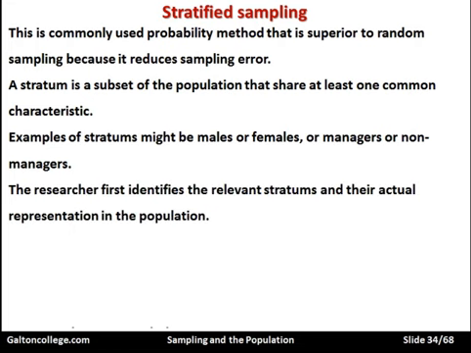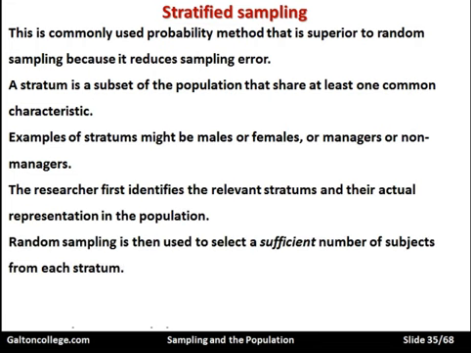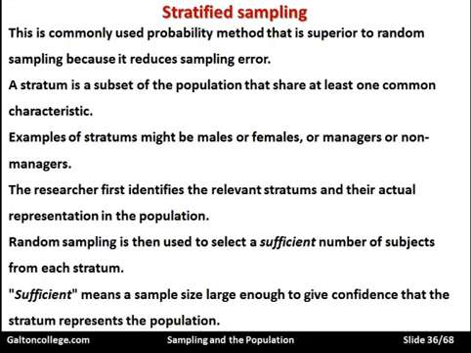The researcher first identifies the relevant stratum or strata and their actual representation in the population. Random sampling is then used to select a sufficient number of subjects from each stratum. Sufficient means a sample size large enough to give confidence that the stratum represents the population.